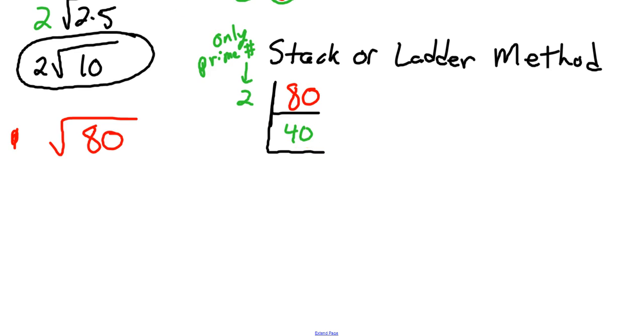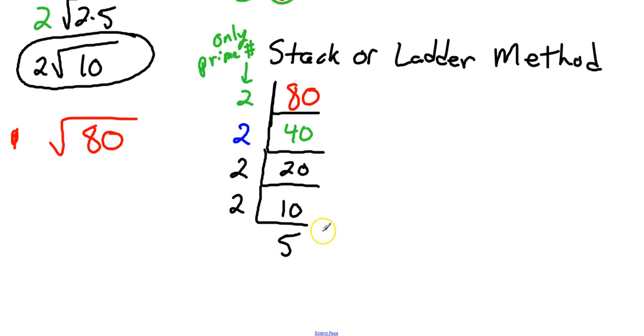40 is still even, divided by 2. Take 40 divided by 2, that would make it 20. 20 is still even, so divide by 2 again. 20 divided by 2 is 10. 10 is still even. Divide by another 2. 10 divided by 2 is 5. And once this bottom number is a prime number, you've gone as far as you can go.